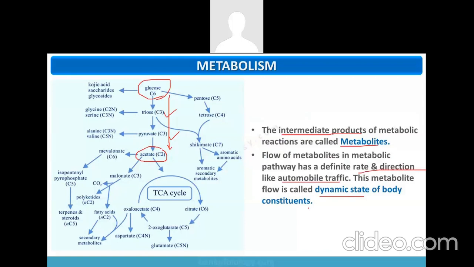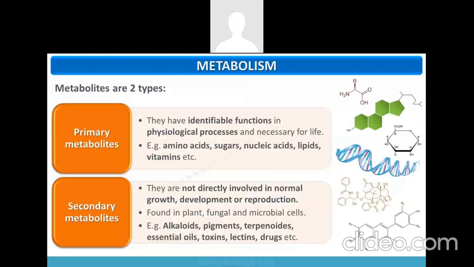The metabolites are classified into two categories, the primary metabolites and the secondary metabolites. The primary metabolites are those which have identifiable functions. The functions are well known and they can be identified. And they play a crucial role in physiological processes that are necessary for life. Amino acids, sugars, nucleic acids, lipids, vitamins all come under this category.